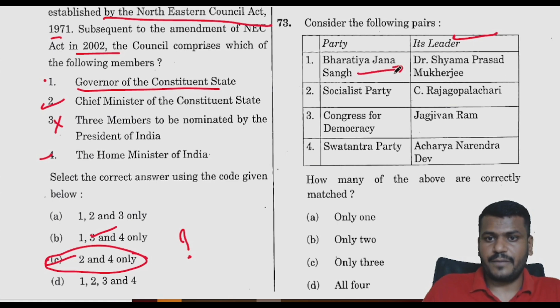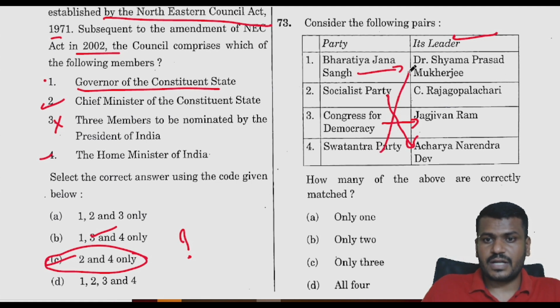Bharatiya Jana Sangh, Syama Prasad Mukherjee. Yes, BJP always mentions Syama Prasad Mukherjee's name. Socialist Party, actually this was founded by A.N. Dev, okay, Acharya Narendra Dev. And Congress for Democracy, that was formed by Jagjivan Ram, that is correct.